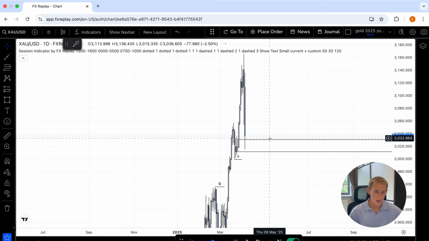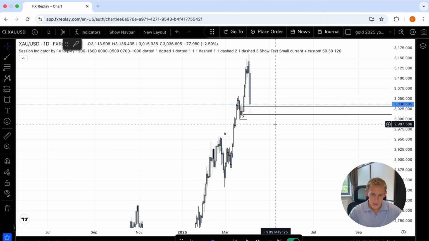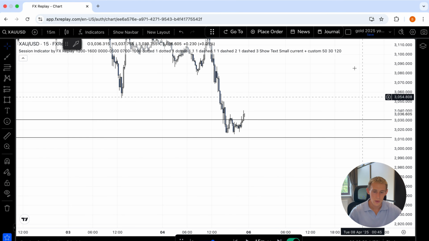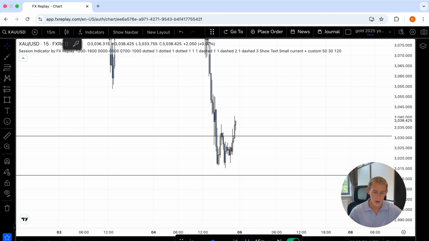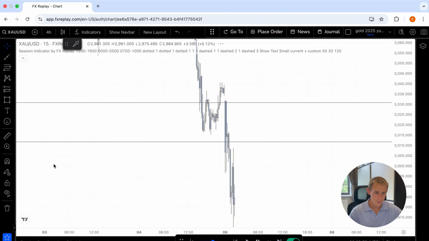Let's see, so it is currently holding. I still think it could be likely that we see a sweep of this though. Not really liking how it's come down with a lot of volume, and now we're getting this very corrective pullback. Yeah, there we go. So price is coming a little bit lower.